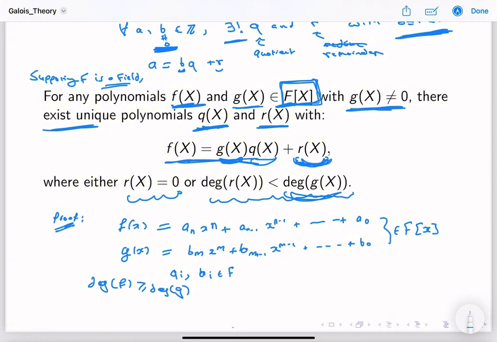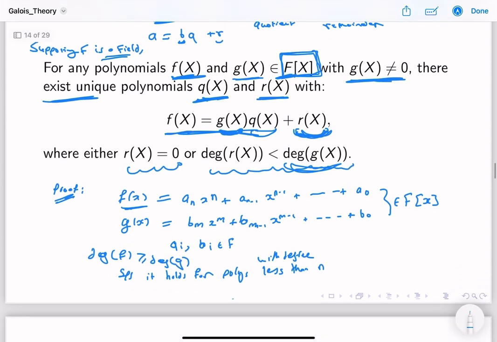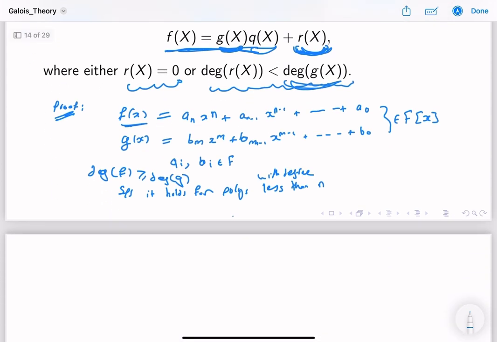And what we're gonna do is try to form an induction argument. Let's suppose that it holds for an f with degree less than n, and let us prove it for n, okay? So suppose the statement holds for polynomials with degree less than n, and we're gonna try to form an induction argument. So let us do that.